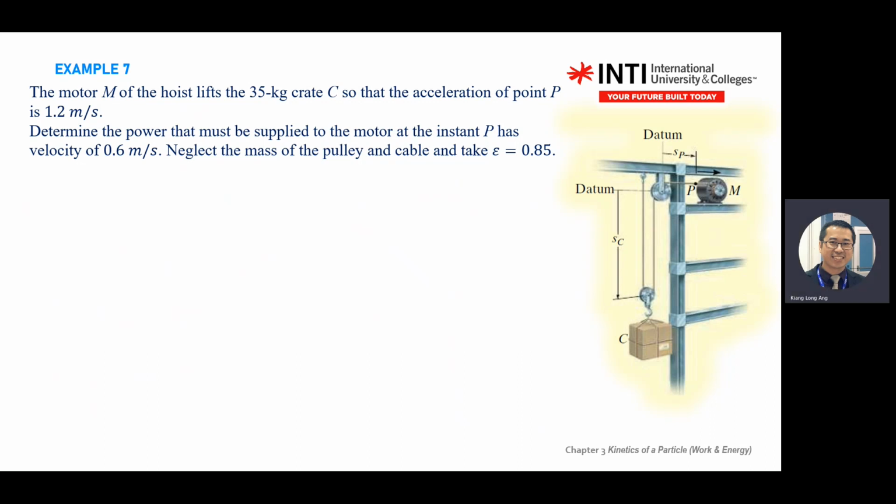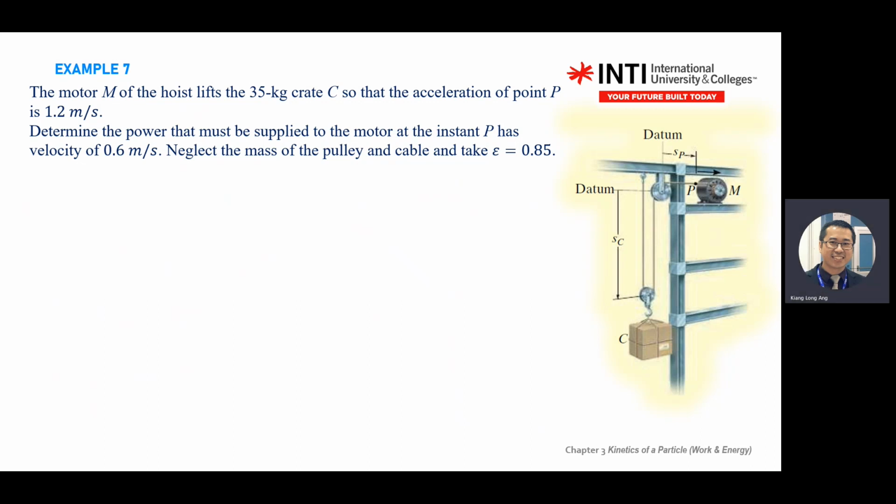The motor M hoists a lift. You want to lift an object of 35 kilogram with this crane, so that the acceleration at point P is this one. The point P means the rope that is pulled by the motor here. I think there is a mistake here.